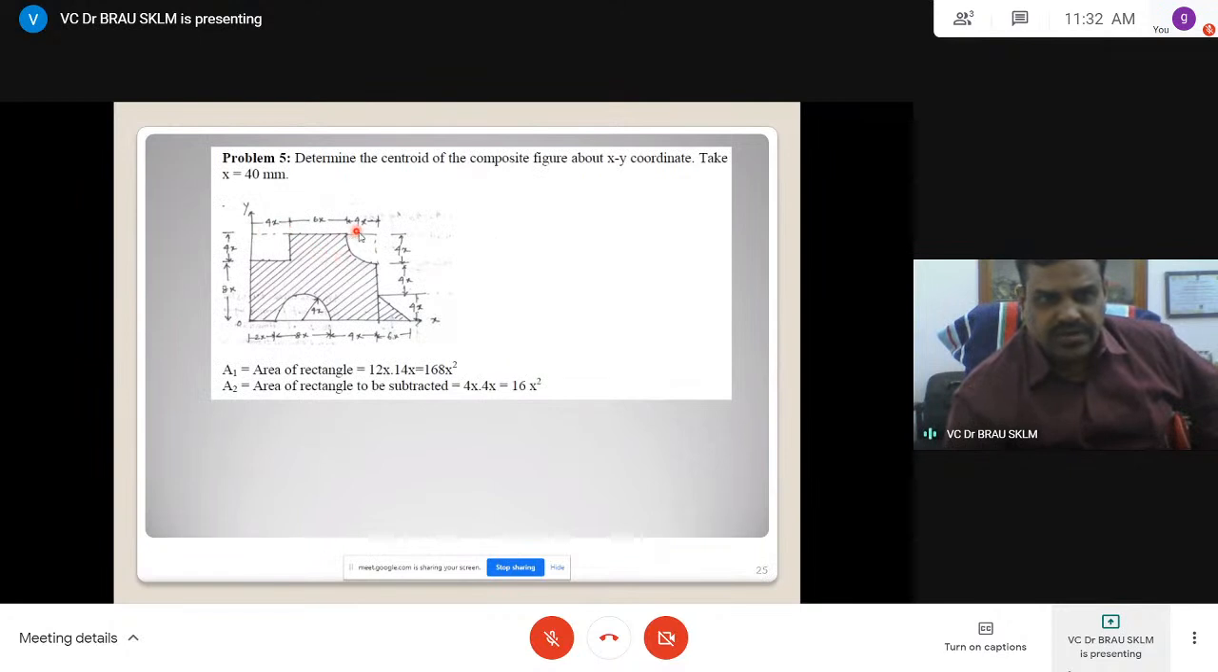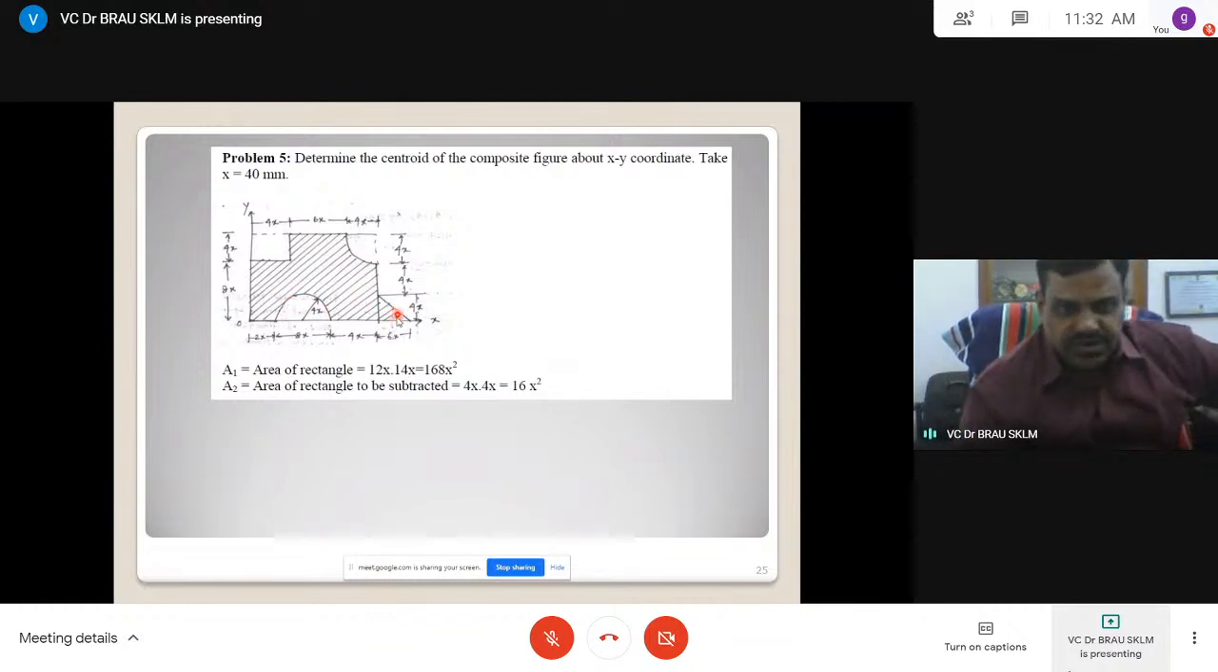If I can take this as 1, semicircle to be subtracted, 2, square and semicircle, quarter circle and semicircle. These to be subtracted and this to be added. See, that's why length into width, 12x into 14x, it is a rectangle. In that you subtract 3.